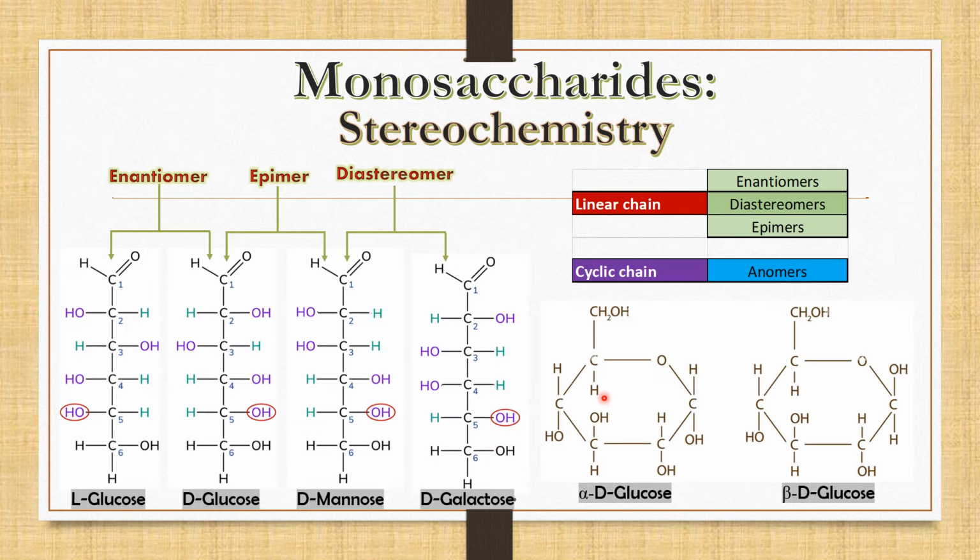The naming of anomers is based on the position of the hydroxyl group attached to the anomeric carbon in the D and L monosaccharides. The arrangement of the hydroxyl group attached to the anomeric carbon determines whether the monosaccharide is an alpha or beta anomer. In the alpha anomer, the hydroxyl group on the anomeric carbon points in the same direction, that is the upward direction, as the ring plane. In the beta anomer, the hydroxyl group on the anomeric carbon points in the opposite direction, which is the downward direction of the ring plane.